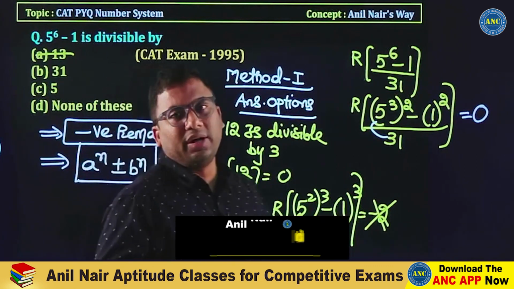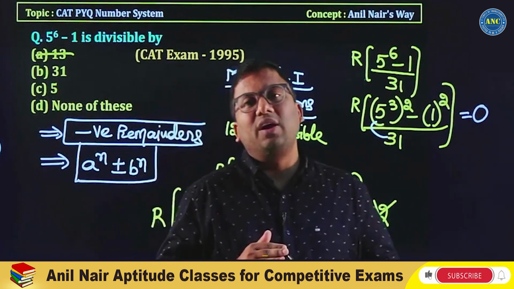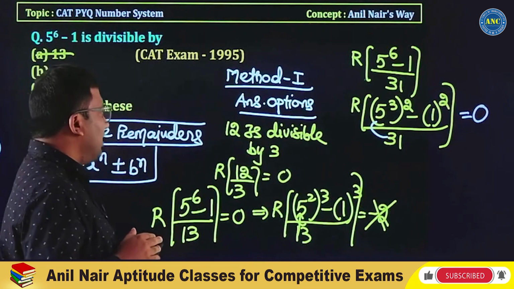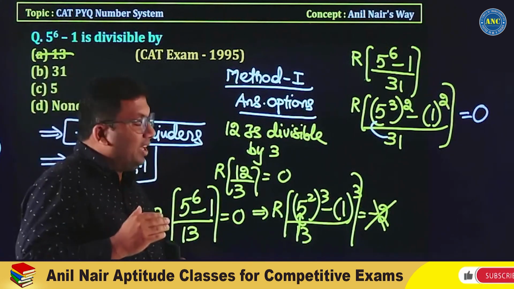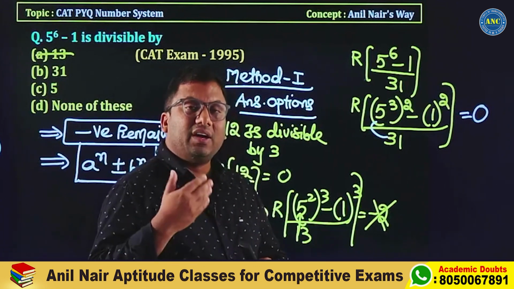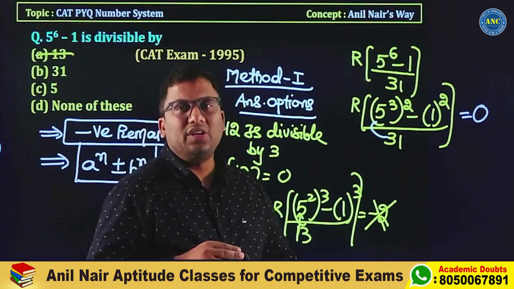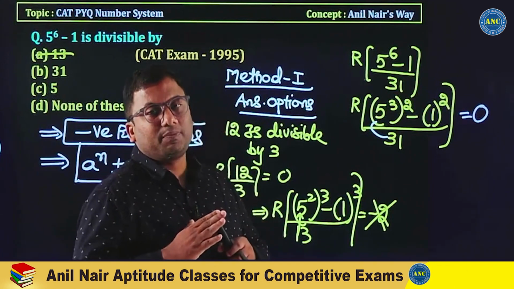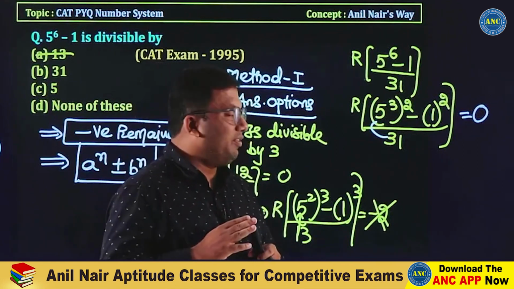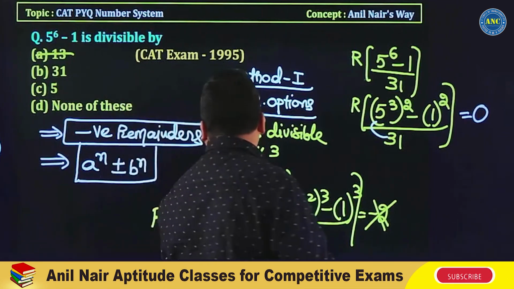8 is divisible by 2: 8 when divided by 2, remainder 0. 12 is divisible by 3: 12 when divided by 3, remainder 0. 5 power 6 minus 1 when divided by 31. Which power of 5 when divided by 31 gives plus 1 or minus 1? 5 cube is 125. 31 fours are 124, remainder it is 1. 1 minus 1, 0. This is one way.